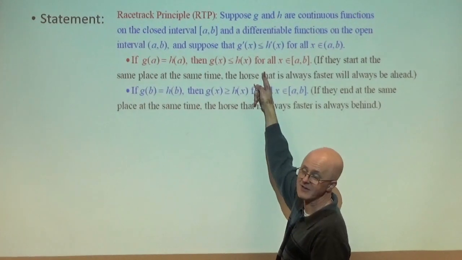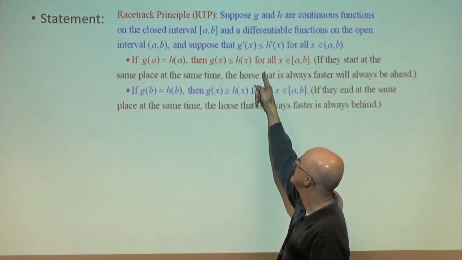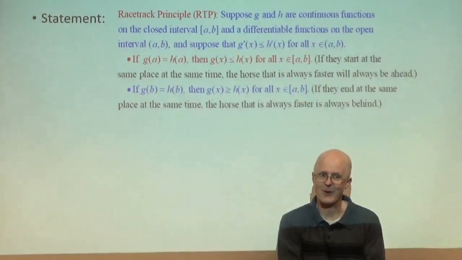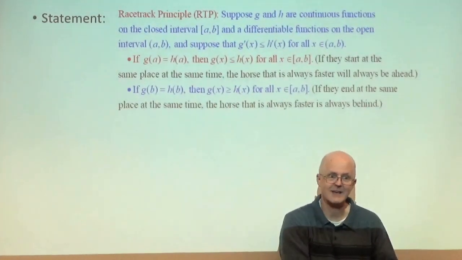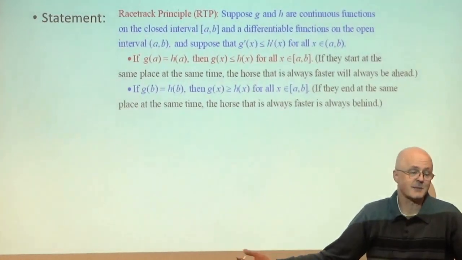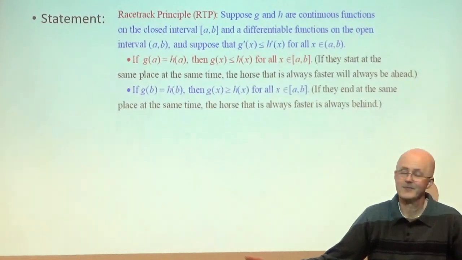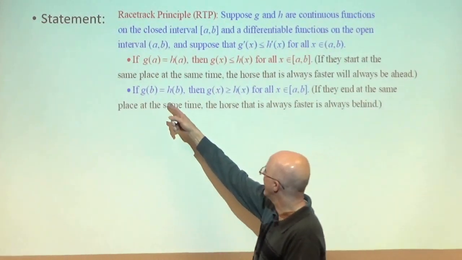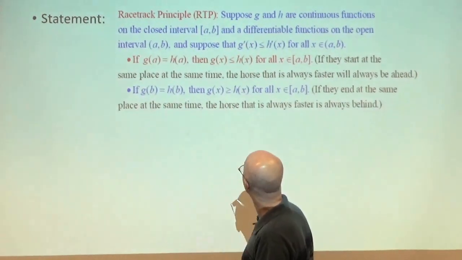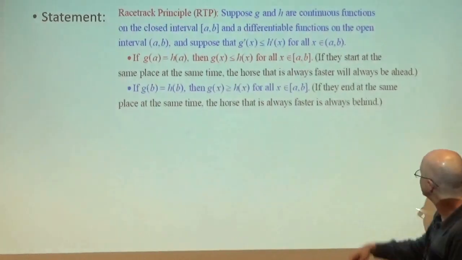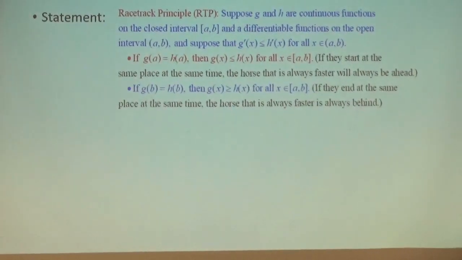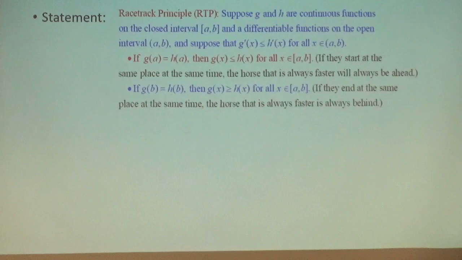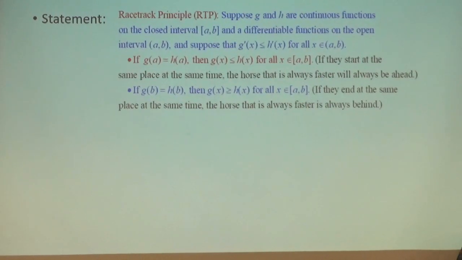You can use a t instead of x. Right? 2 horses start the race at the same place at the same time. They start running. The faster horse is always going to be ahead. Makes intuitive sense. This one's a little harder to understand. But in words it says if they end at the same place at the same time, the horse that is always faster is always behind, actually. And it's catching up at the end.